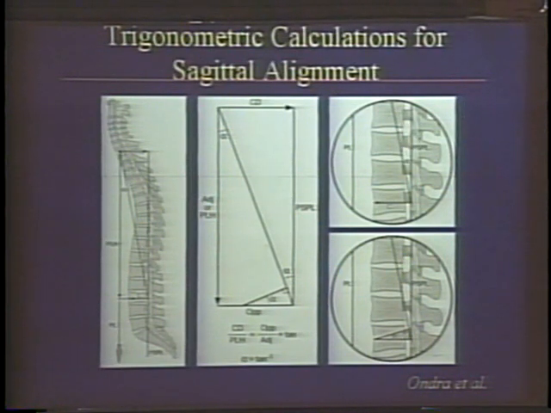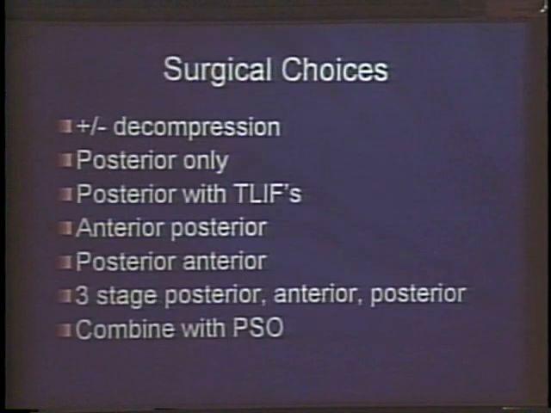Steve Andrews has a trigonometric calculation for sagittal alignment in which you can calculate the amount of lordosis necessary, and what osteotomies are necessary to produce this. So coming to our surgical choices, these are listed. It's plus or minus for decompression. If there's central canal stenosis, certainly you need a direct decompression. If it's foraminal stenosis, this may be able to be corrected by realignment. So the procedures can be posterior only, posterior with TLIFs, anterior then posterior, posterior then anterior, or a three-stage posterior, anterior, posterior procedure. And any of these can be combined with the pedicle subtraction osteotomy.